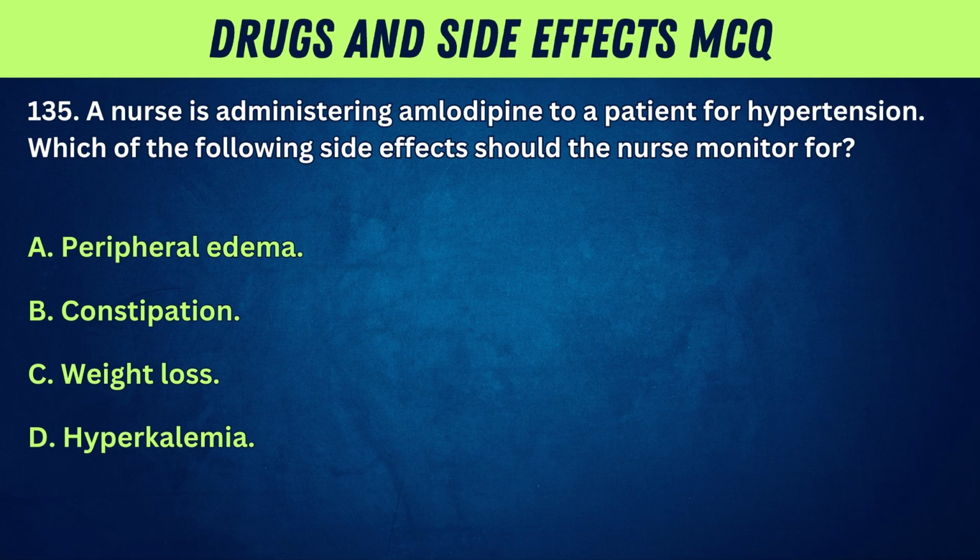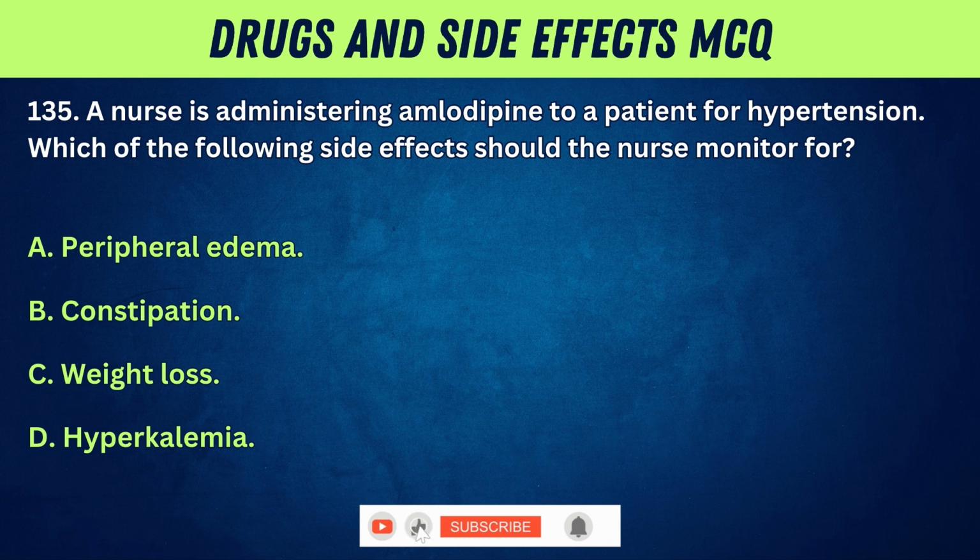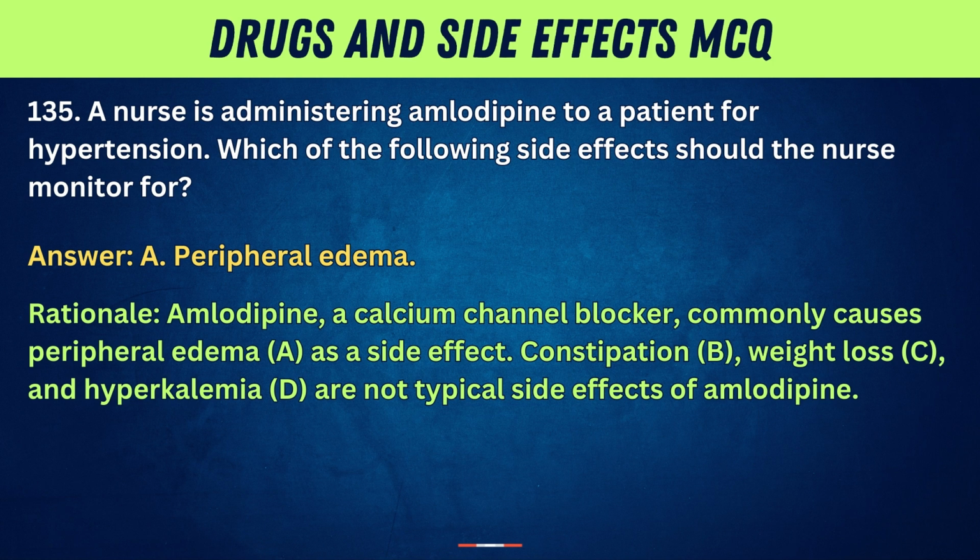135. A nurse is administering amlodipine to a patient for hypertension. Which of the following side effects should the nurse monitor for? A. Peripheral edema. B. Constipation. C. Weight loss. D. Hyperkalemia. Answer: A. Peripheral edema. Rationale: amlodipine, a calcium channel blocker, commonly causes peripheral edema, A, as a side effect. Constipation, B, weight loss, C, and hyperkalemia, D, are not typical side effects of amlodipine.